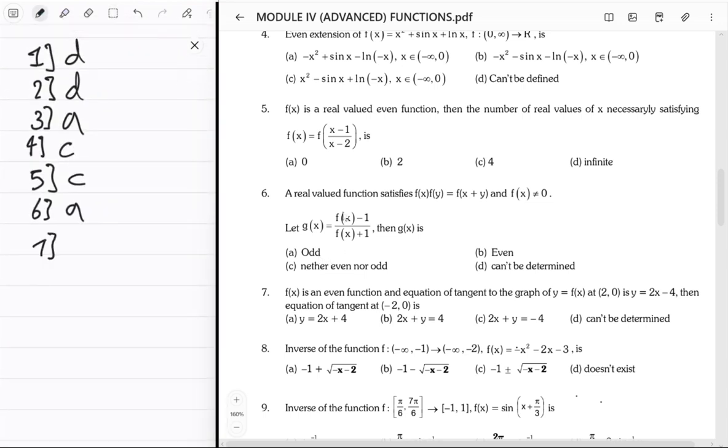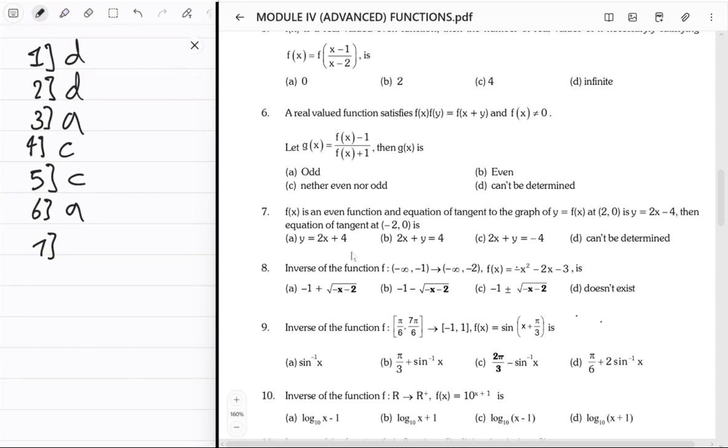Seventh: f is an even function, and the equation of the tangent to the graph of y equal to f(x) at (2, 0) is y equal to x minus 4. Then what is the equation of the tangent at (-2, 0)? Okay, so just think about the graph, right?